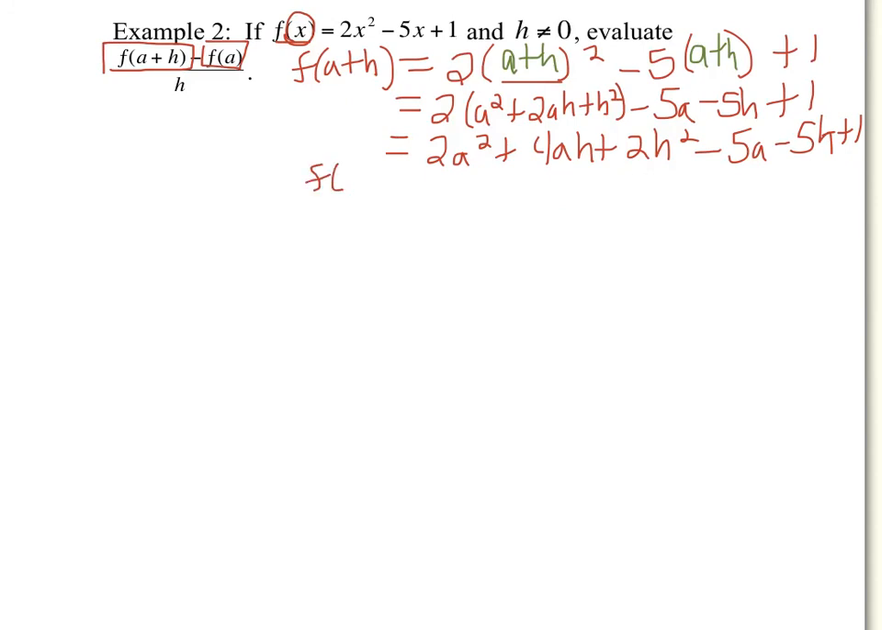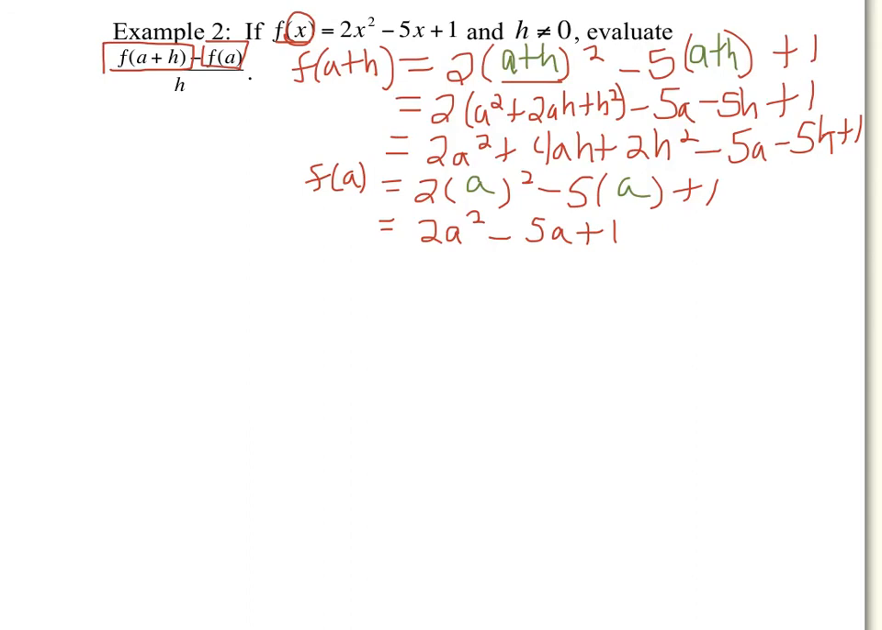Now I need to find f of a. Well, f of a is just going to take that original equation, and everywhere that I have an x, I'm going to replace it with an a. So this one won't have as much reducing to do. So I'll have 2a squared minus 5a plus 1. All right, now I'm ready to put that all into my equation and simplify.